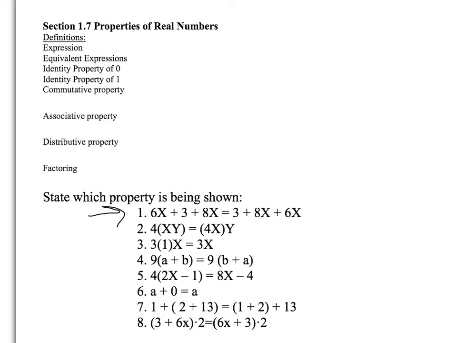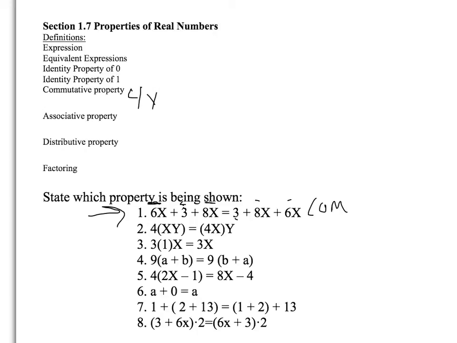So in this first equation right here, notice we have a 6x plus 3 plus 8x. Over here we have 3 plus 8x plus 6x. What's happened between the left side and the right side? The terms, and these are individual terms, we call that a term, that a term, and that a term, have been moved around. That is classically called the commutative property.